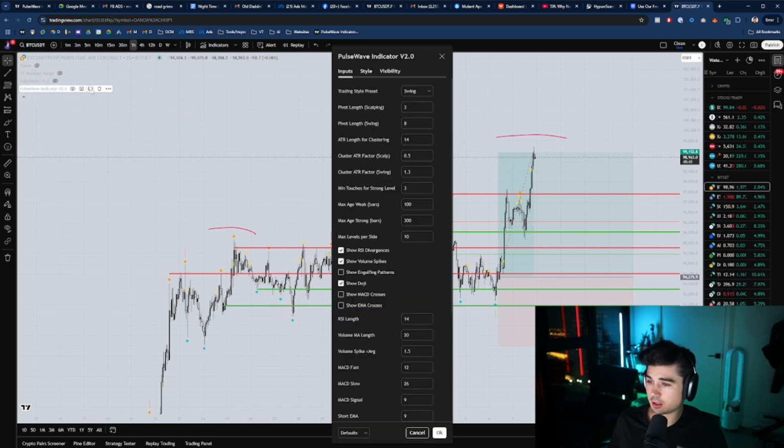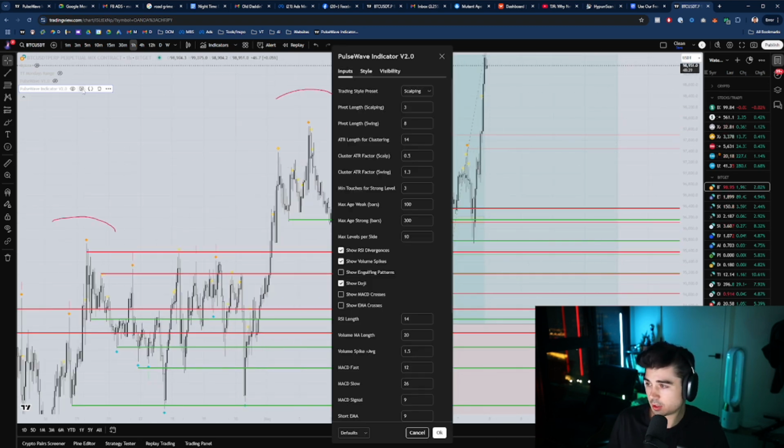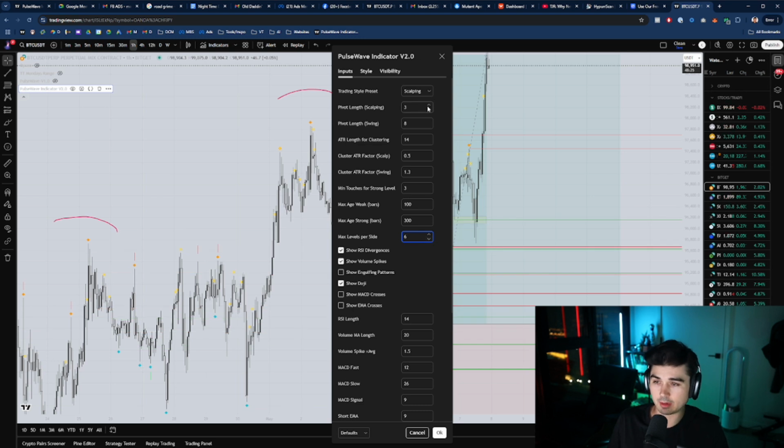We can take a look at some of the settings here. This is the V2 version, and you could customize it to whatever you want at the end of the day. It is really, really cool. Like if you want to do scalps, you can customize it. There's a lot more levels, and say you're getting overwhelmed by those levels, you could change the max levels per side. Everything is really, really customizable.